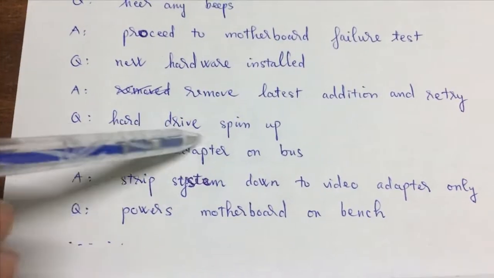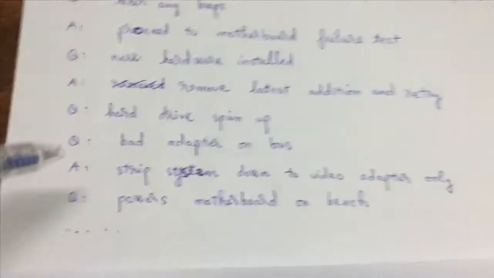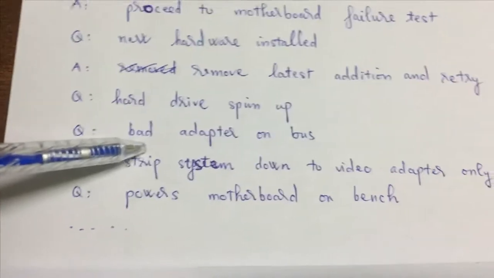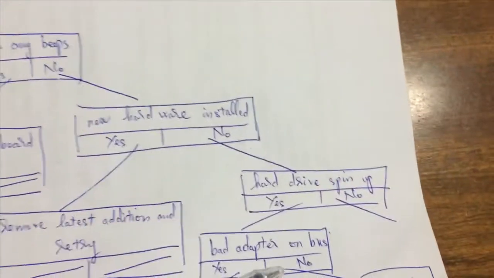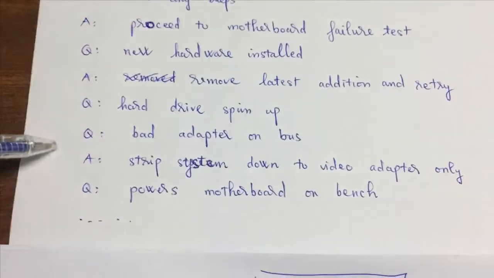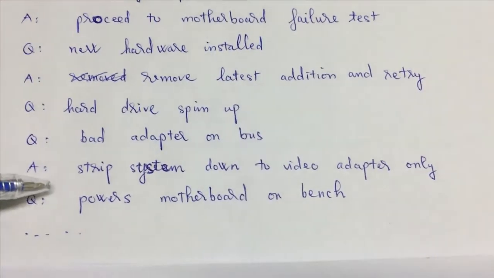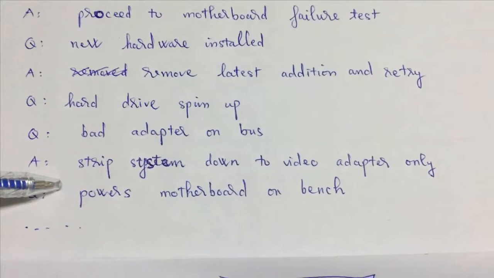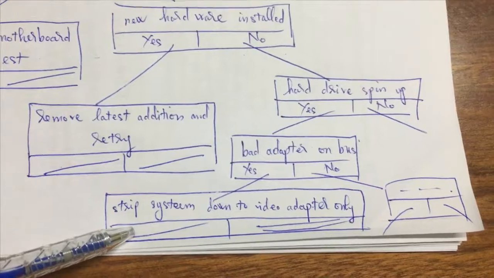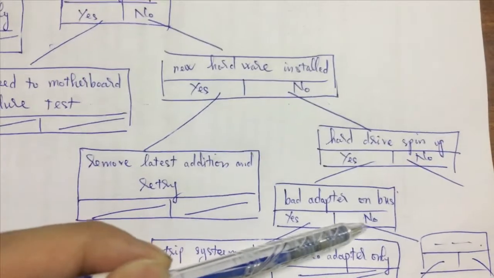This is a question, hard drive spinner. So hard drive spinner, yes and no. And then video adapter on bus, this is a question. So yes first, video adapter on bus, yes and no. So the next line is an answer, strip system down to video adapter only. Because this is an answer, their pointers are unknown and move on to the nearest no.